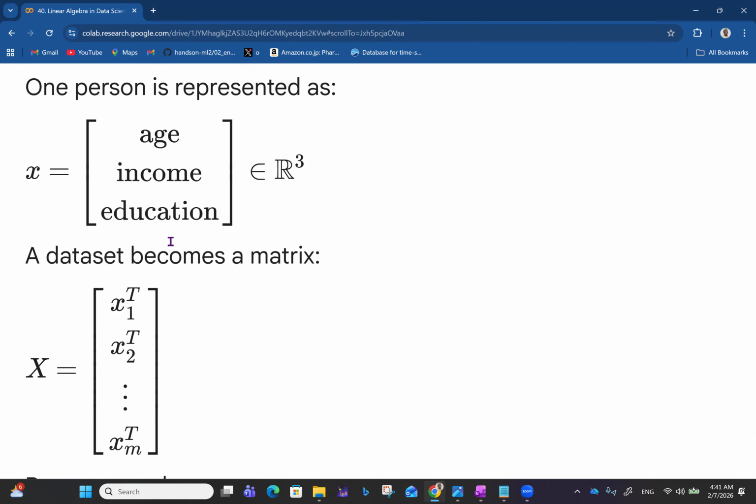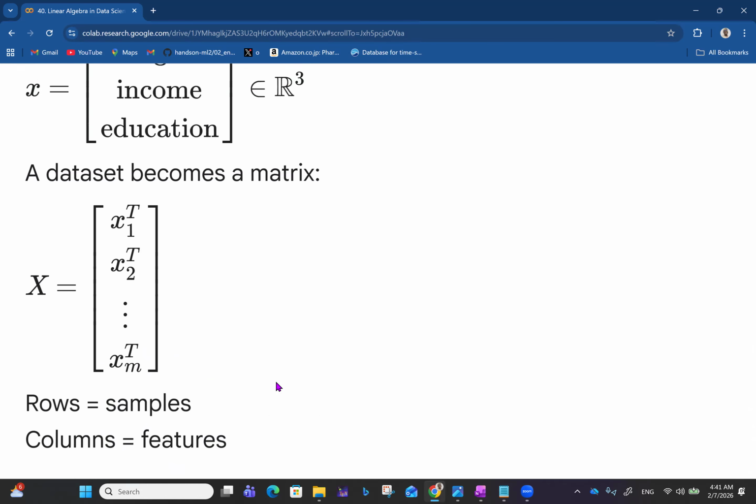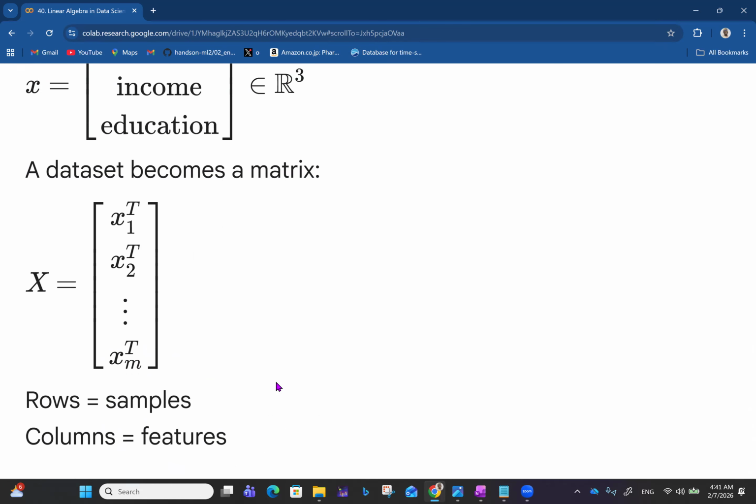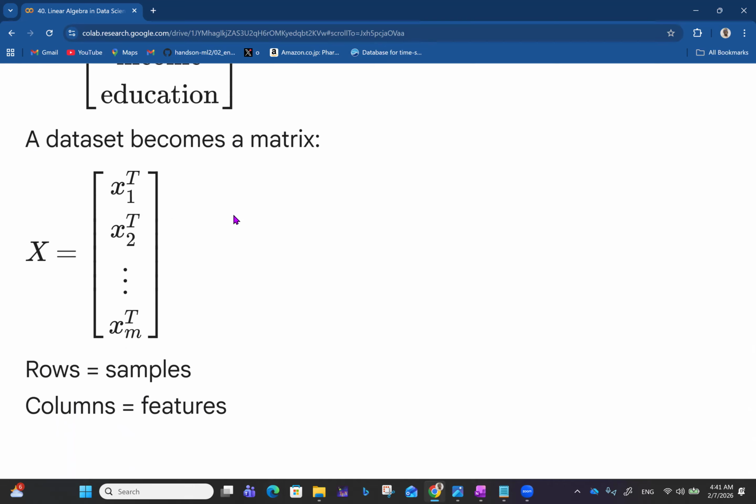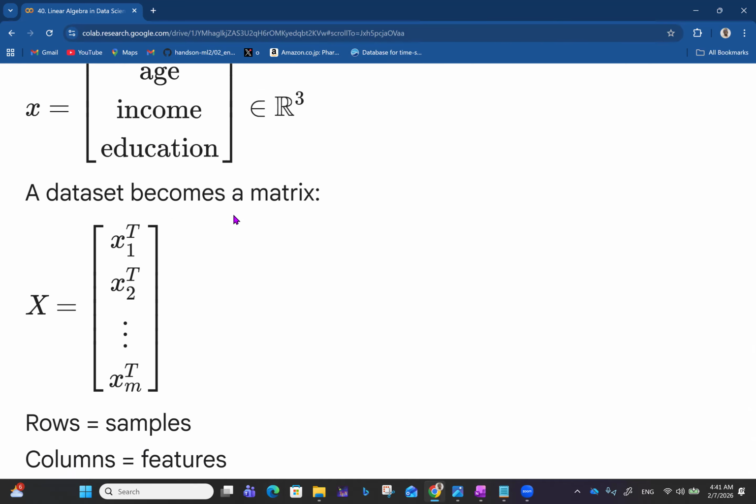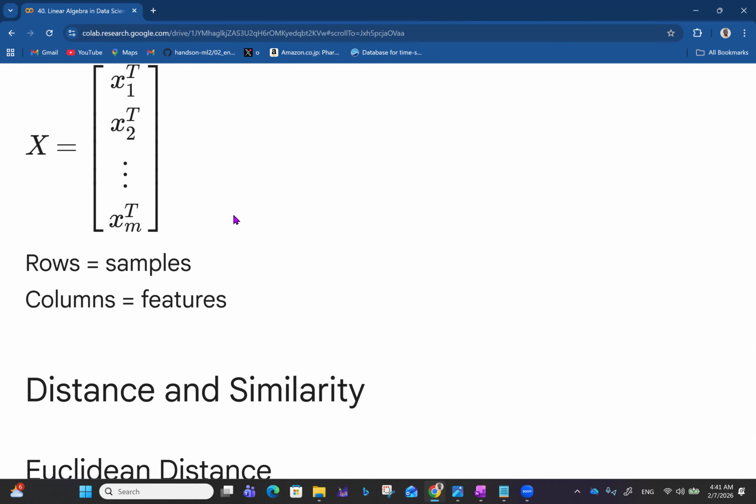So the information about one person, each x1, x2, is like a data point. Like what you have here, you now have it in many rows like that. So the rows are the samples. That's the information about each individual, and the columns are the features. So for each person, you have age for everybody, income for everybody, education level for everybody, and things like that.